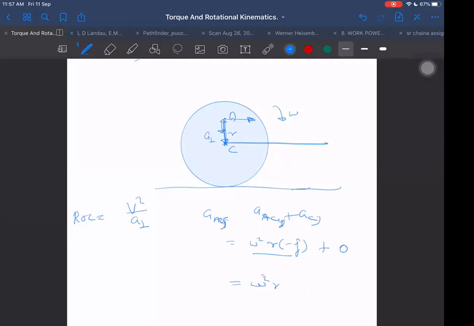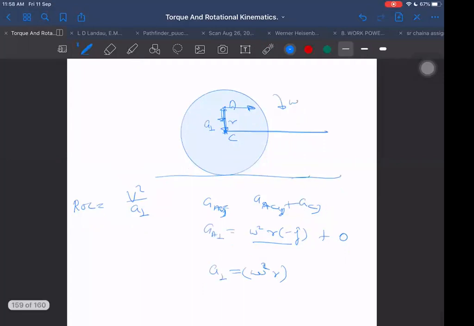Are you understanding why I am taking along j cap only? Because velocity is along horizontal, and I have to take the formula v square upon a perpendicular. So perpendicular to the horizontal direction will be this perpendicular direction. So I need a along y only. Then we get omega square r is equal to our net a perpendicular, the acceleration of A in the perpendicular direction. Then we get the radius of curvature.